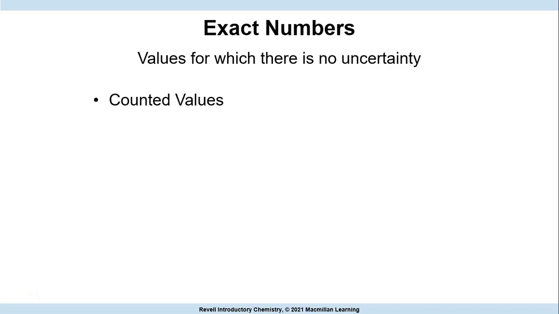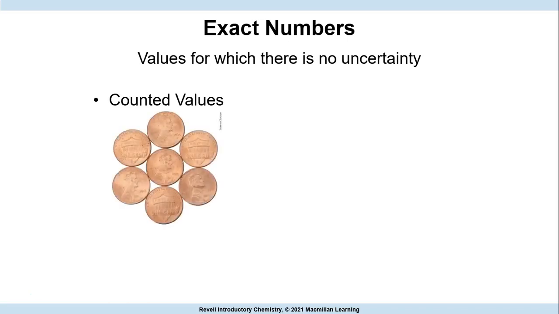First of all, what are exact numbers? These are values for which there is no uncertainty. So for counted values, there is no uncertainty. For example, if you are given pennies and you are asked to count these pennies, here we have exactly 7 pennies. So we've counted them: 1, 2, 3, 4, 5, 6, 7. So there is no uncertainty in this counting. So those are exact numbers, and exact numbers do not limit the number of significant figures in our calculations.